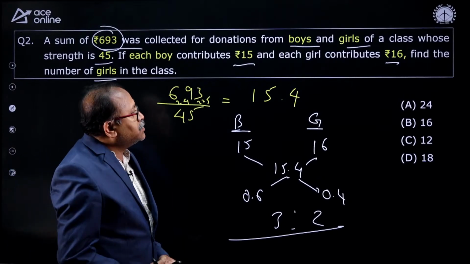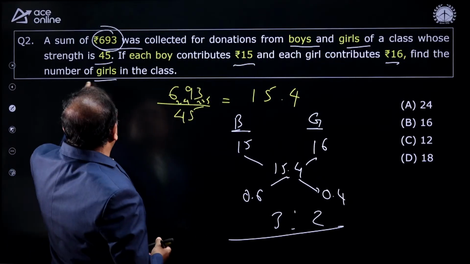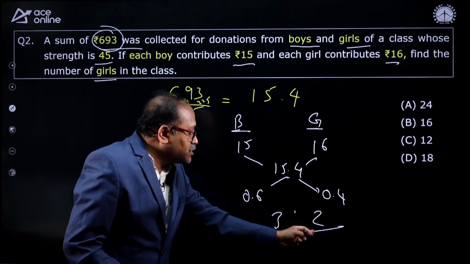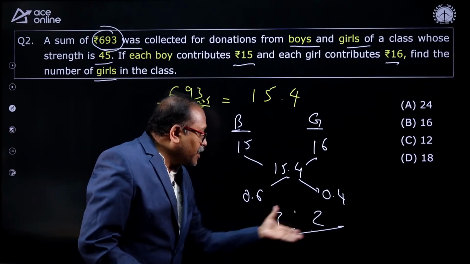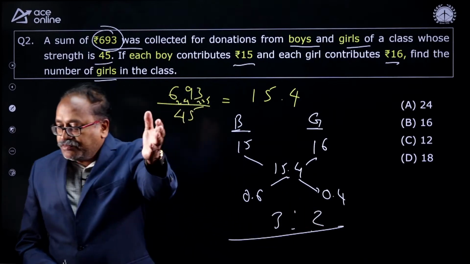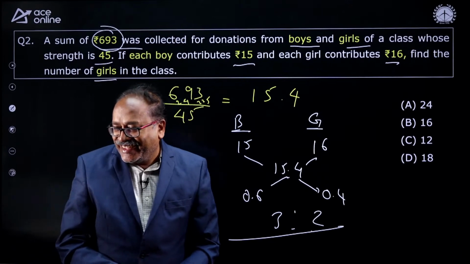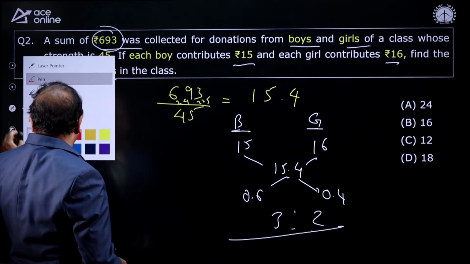So now can you answer the question? Your question is, what is the number of girls in the class? So the number of girls in the class is 2 parts out of the total 5 parts of the students. I am sure you can answer the question. Wow, you get the calculation, Sai. Hats off to you, hats off to you.